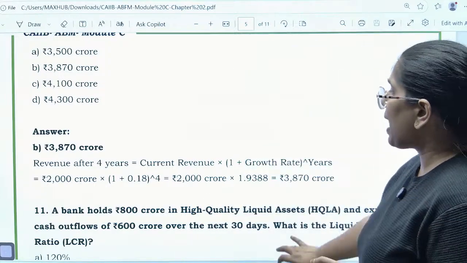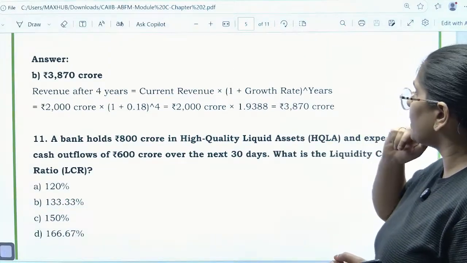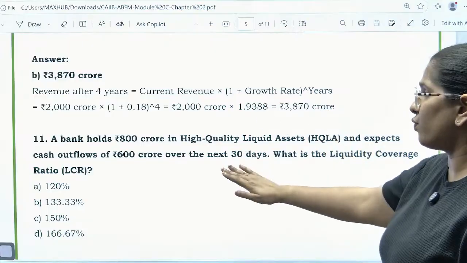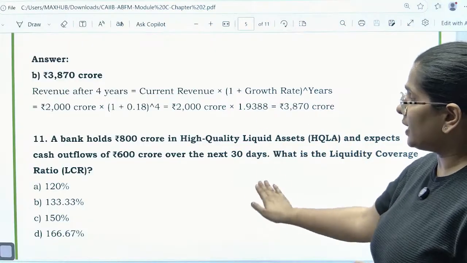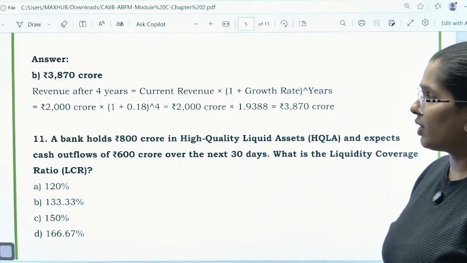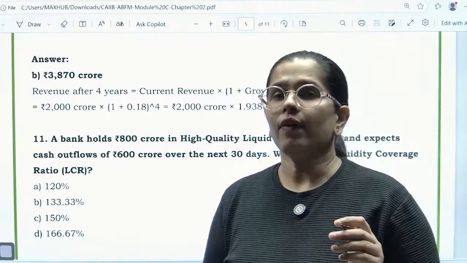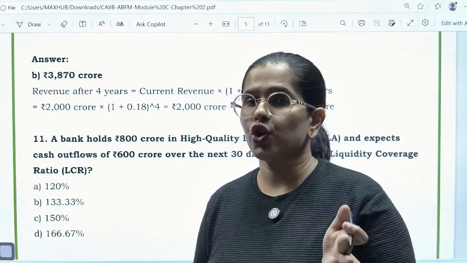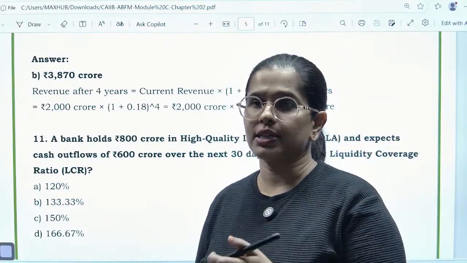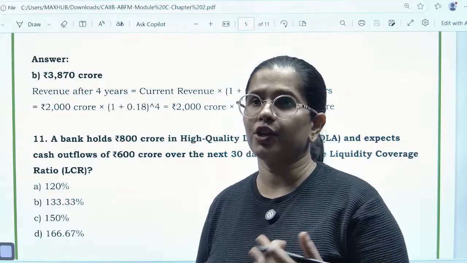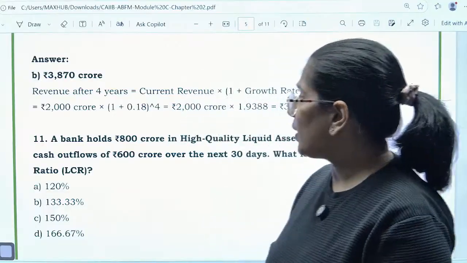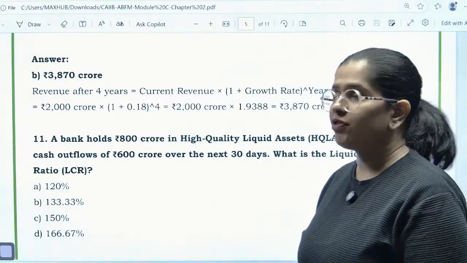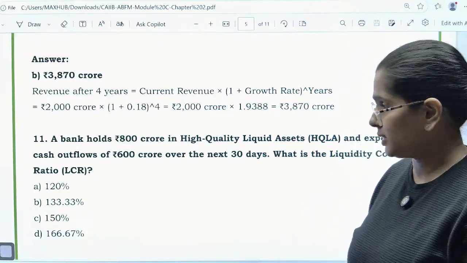Now next is, a bank holds 800 crore in high quality liquid assets and expects cash outflow of 600 crore over the next 30 days. What is the liquidity coverage ratio? Right. So over here we have come to the ratio component of your financial statement analysis. ठीक है, हम आपके ratio component पे आ गए हैं. 120%, 133%, 150%, 166%. Right.